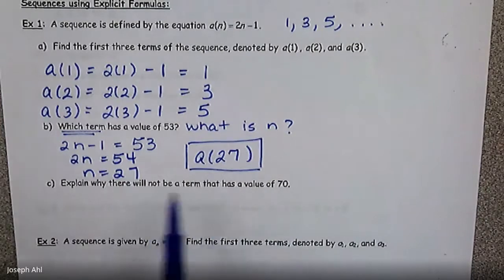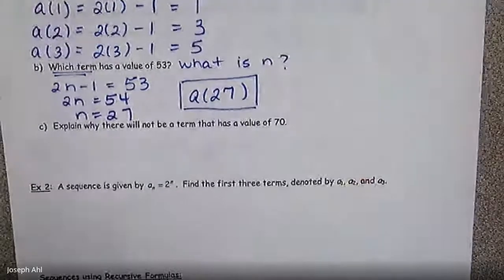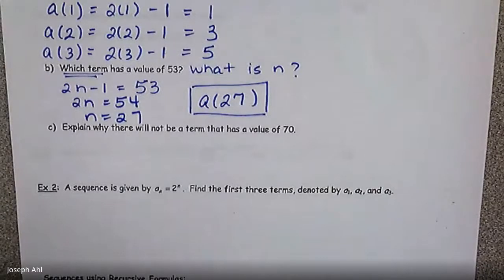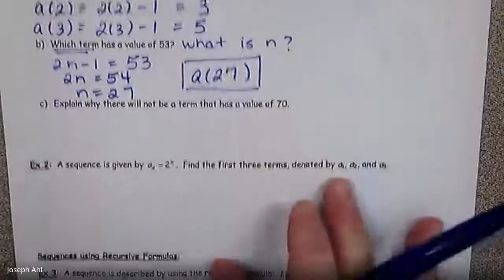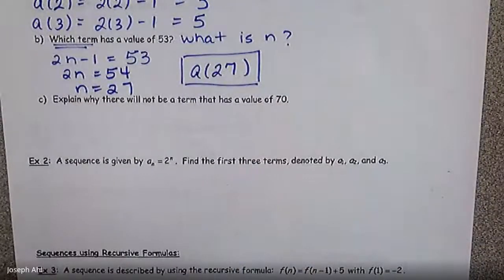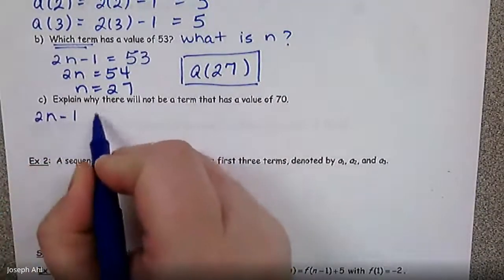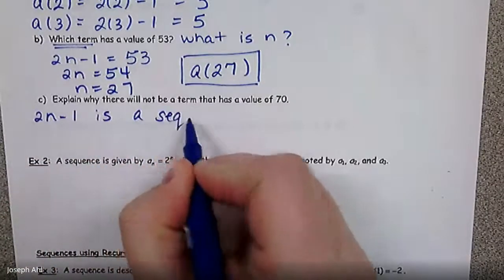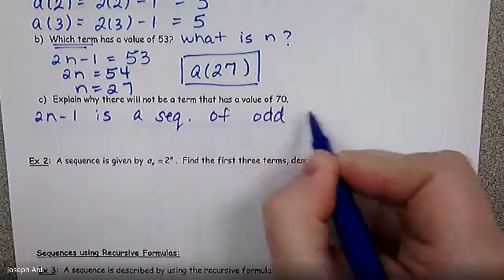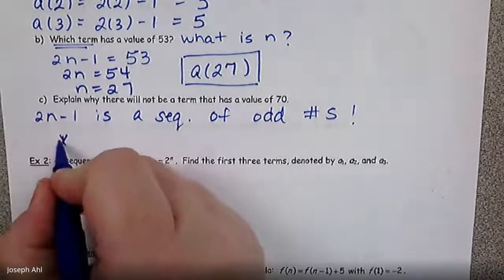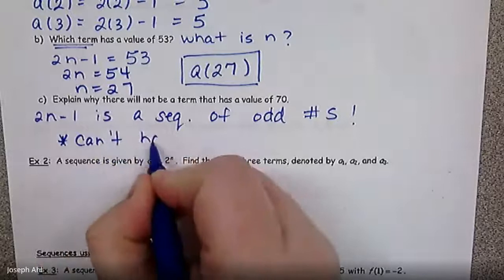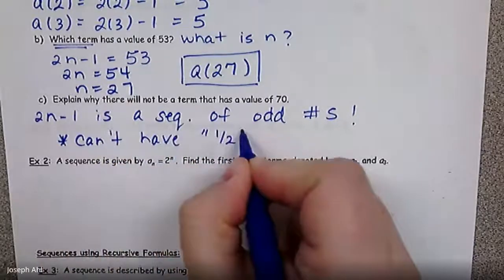And then finally, explain why there will not be a term that has a value of 70. Well, I'm hoping that's pretty obvious based on our list of values, 1, 3, 5, 7, 9. Yeah, you're definitely never going to get a 70 in the list, okay? So essentially, 2n minus 1 is a sequence of odd numbers. So that is a quick and simple explanation as to why we're never going to get to number 70 in our list. And one other quick note is, we can't have a half of a term.